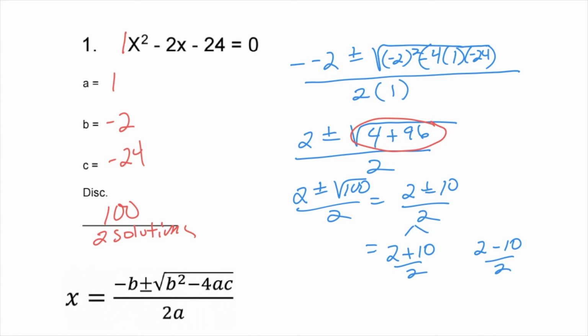In fact, you would probably factor this, but it's a really simple one. But I want you to see how you go through the motions here. And now 2 plus 10 is 12. So basically it's 12 divided by 2. So this equals 6. One of your solutions is 6.